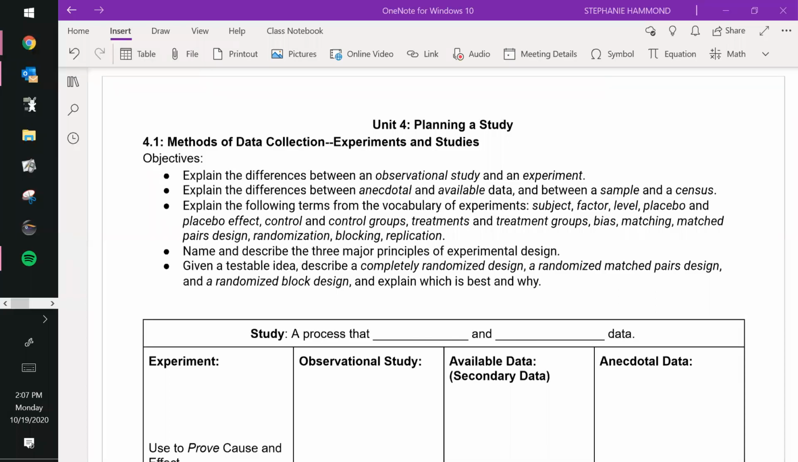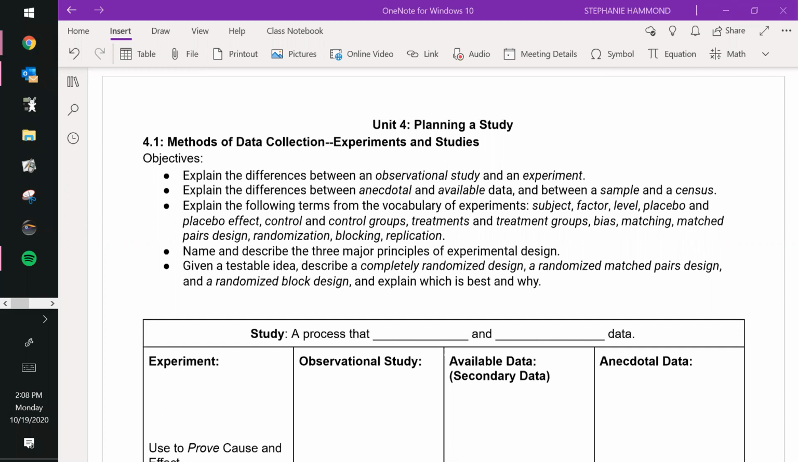All right, so Unit 4, first section, Methods of Data Collection, Experiments and Studies. In this section, we're going to talk about the different types of studies we can do, and then we're really going to focus on one of those, which is the experiment. We're going to talk about why we like experiments, what we can use them for, and the different things we want to avoid during an experiment, and how we can avoid them.